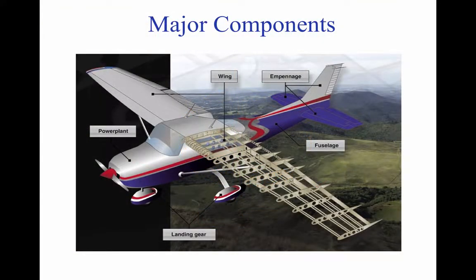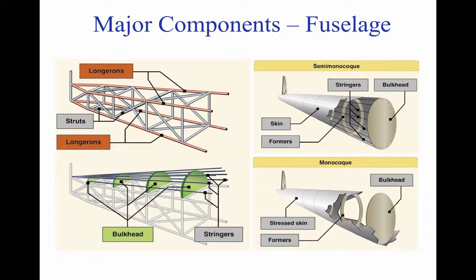Although airplanes are designed for a variety of purposes, most of them have the same major components. Most airplane structures include a fuselage, wings, an empennage, landing gear, and a power plant. The fuselage is the central body of an airplane and is designed to accommodate the crew, passengers, and cargo. It also serves to connect all the other main components of an aircraft. Pictured above are 3 different types of fuselage structure: truss, semi-monocoque, and monocoque.